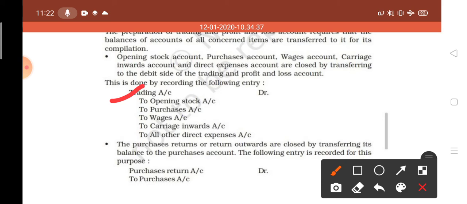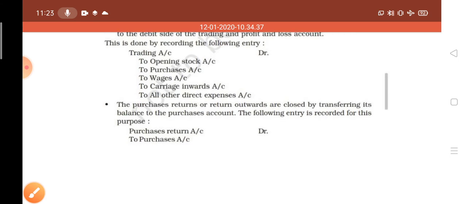You can make the journal entry from the trading account also, but if you have to pass only a journal entry, then you can make it in this way. Now the purchase return or return outward is closed by transferring its balance to the purchase account. So the following entry will be passed: purchase return account debit to purchases. In this way you have to pass the closing entry of purchase return.